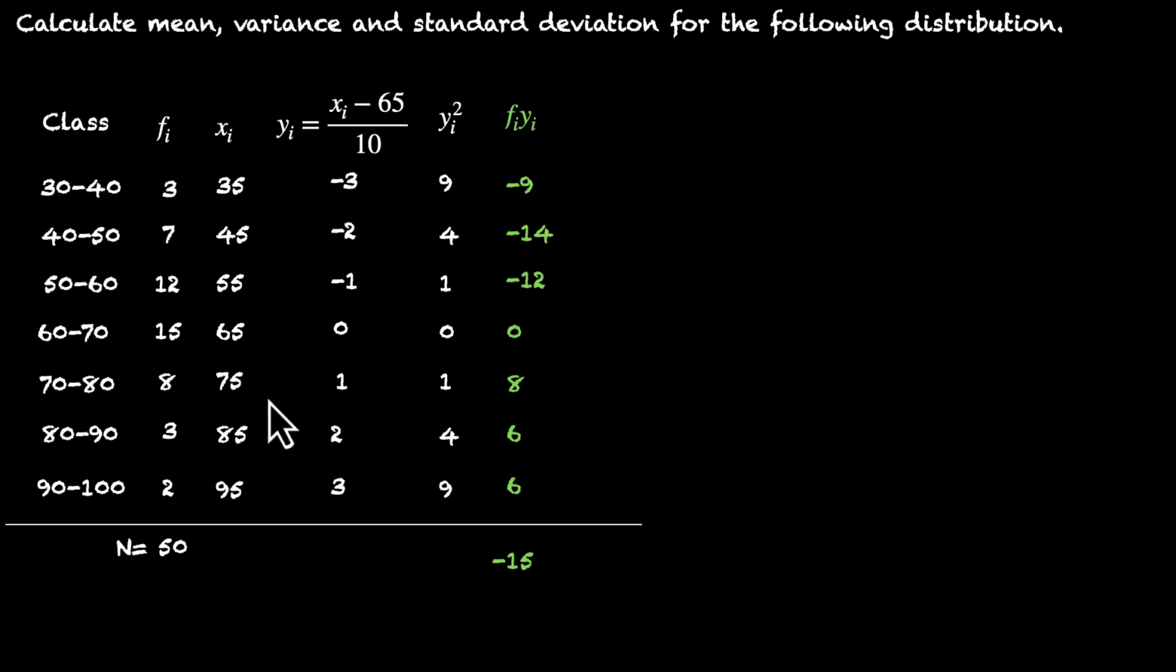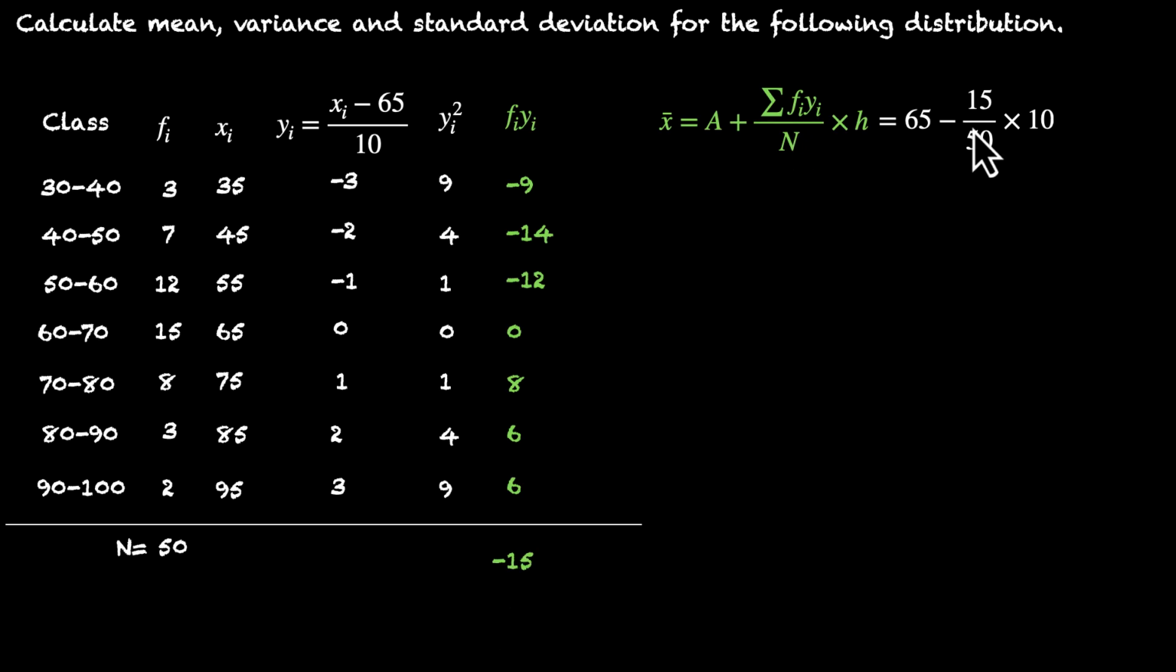To get the actual mean, we can use this formula. Mean is equal to a plus sigma fi yi by n times h. A is our assumed mean. Sigma fi yi is minus 15 here. N is the total number of observations, which is 50. And h is the class size, that's 10. So putting a as 65 and plugging in all the other values, we get our mean equals 65 minus 15, because sigma fi yi is minus 15.